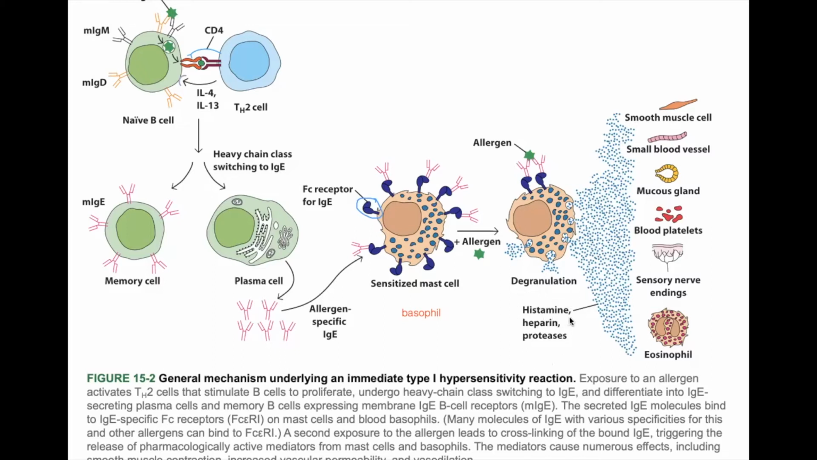So H1, H2, H3, H4. And some of these are found throughout your body. So your smooth muscle cells, your small blood vessels, your mucosal glands, right, that are going to produce mucus, your blood platelets, your nerve endings, including nerve endings that are in your central nervous system, also in your peripheral nervous system.